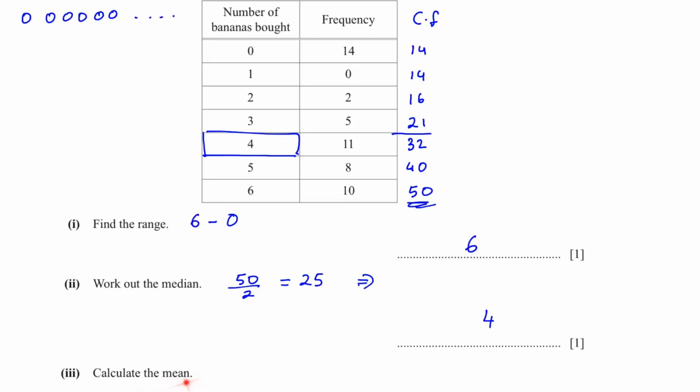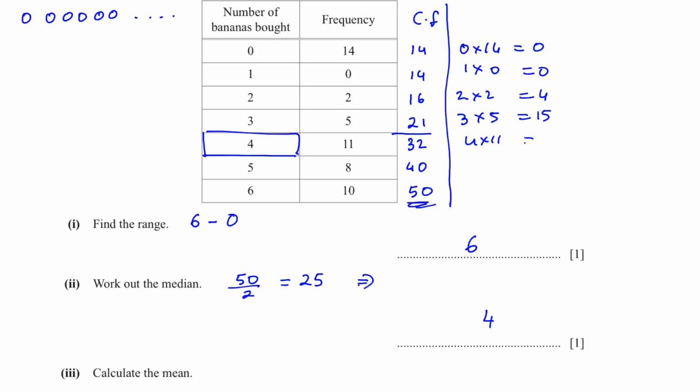The next question asks us to calculate the mean. In a grouped frequency table like this, you will have to multiply the frequency by the number of bananas bought. So 0 times 14, 0. 1 times 0, 0. 2 times 2 is 4. 3 times 5, 15. 4 times 11, 44. 5 times 8, 40. 6 times 10, 60. We have to add all these numbers and we will get 163. To find the mean, we have to take this 163 and divide it by the frequency. Our frequency is 50. This will give us 3.26.